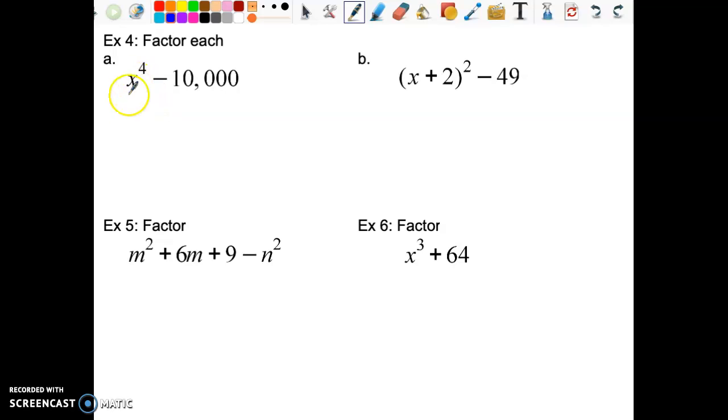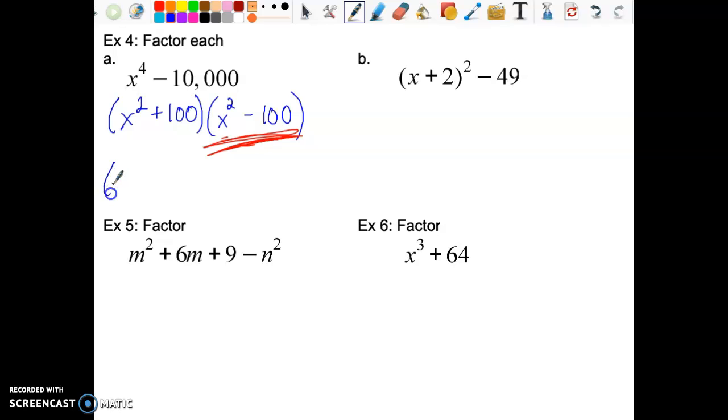Because that's just what's happening here. As you notice, there is a perfect square. It's x squared times x squared to give you x to the 4th. And 10,000 is a perfect square. If you hit the square root of 10,000, you'll get 100. Now here's the thing. Sometimes when you factor, you get another difference of squares. So the expectation is that you continue to factor.